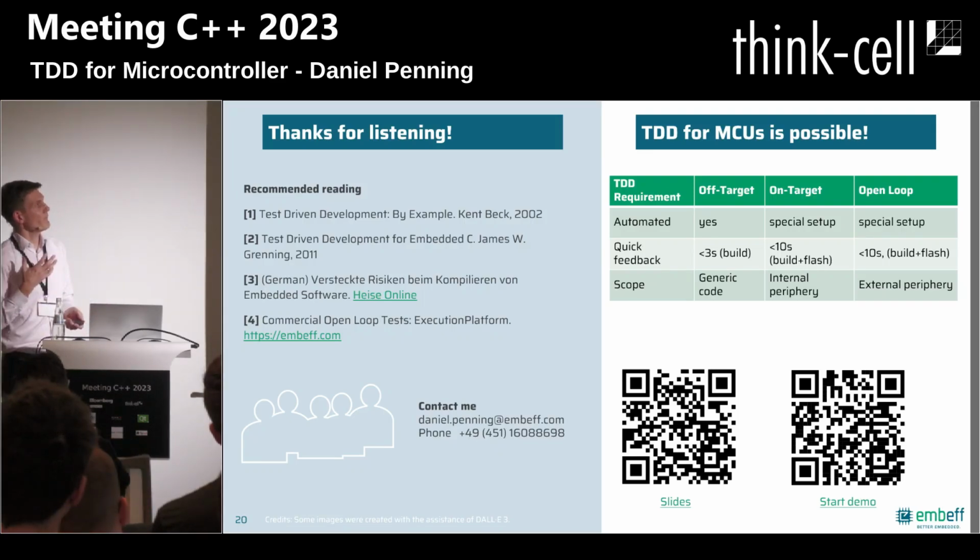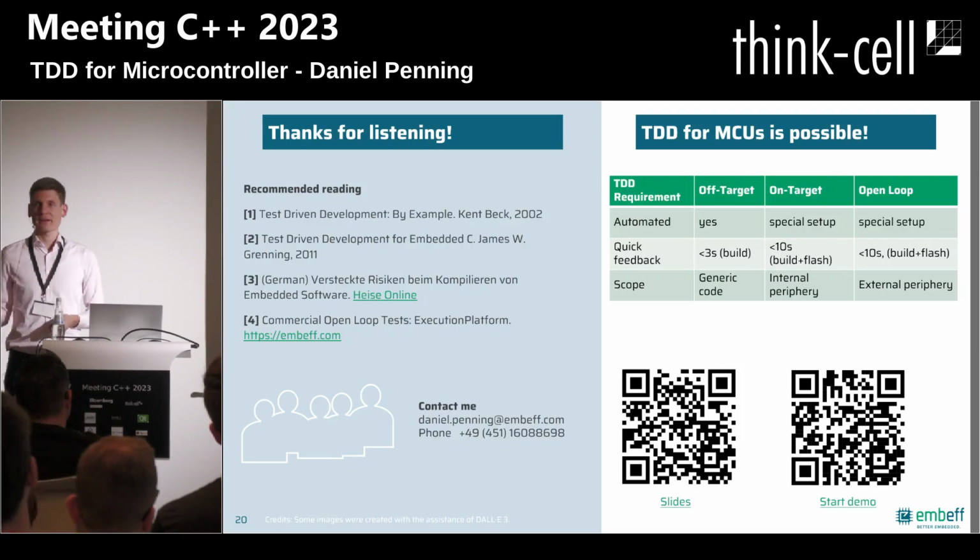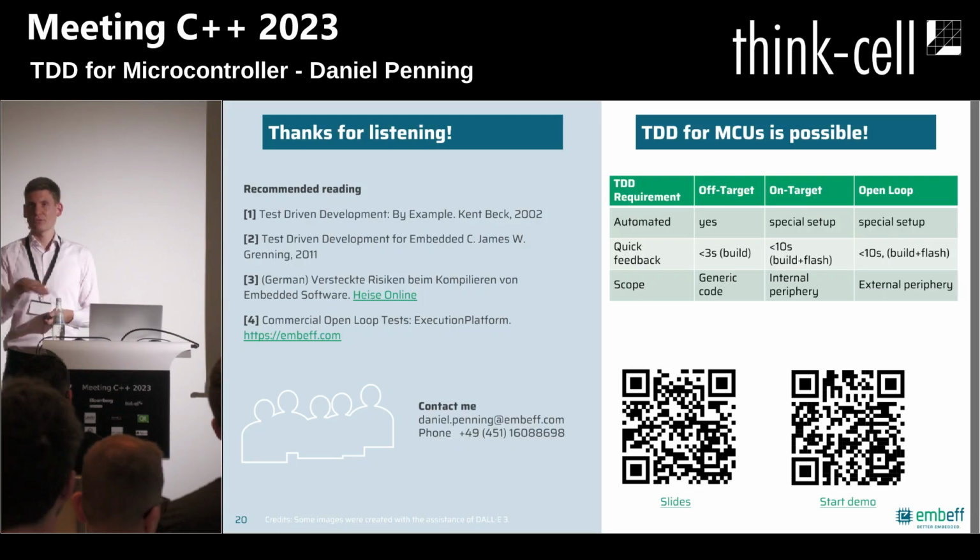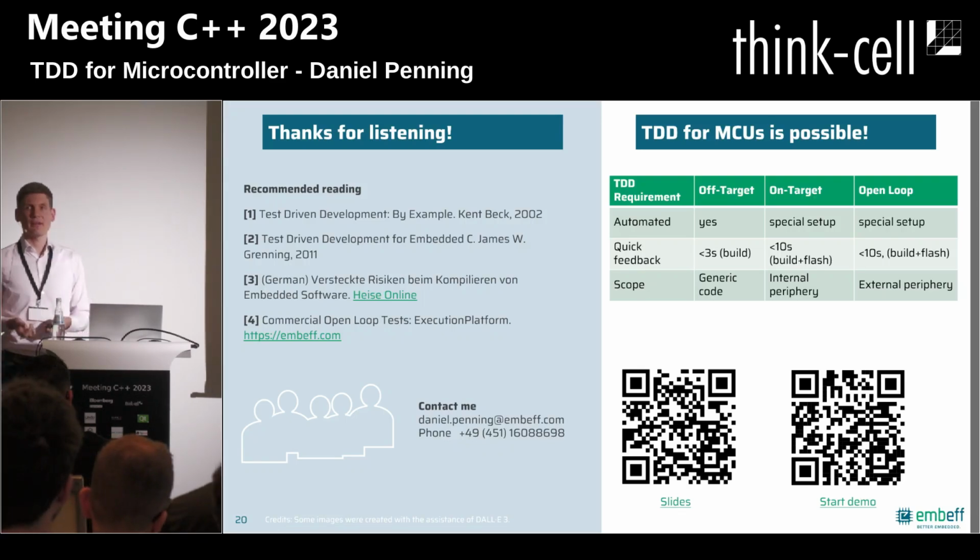So if possible, in any way, run the same tests also on target. You need a setup for this, but then you have all the benefits and mitigate these risks. On-target testing can be used to test internal periphery. So, for example, the crypto unit, CRC, flash writing, all this kind. You only need on-target testing.